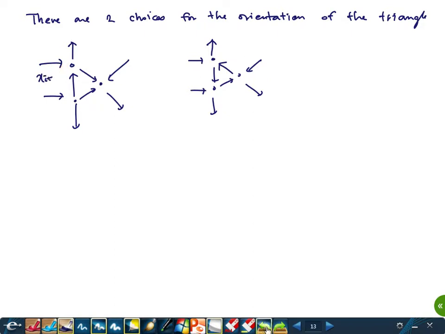Let's use blue color for the weight. This is always xi plus 1. Thanks for the correction. That way. Okay?